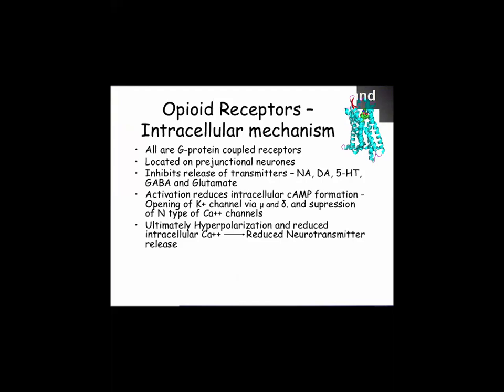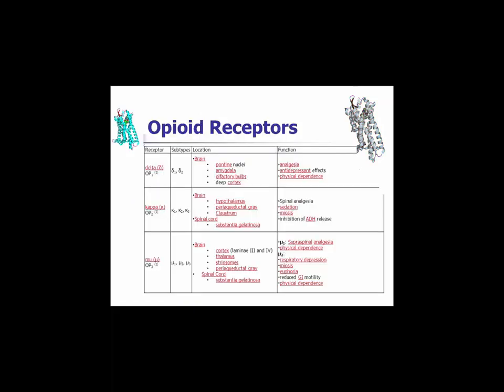Activation of these receptors reduces intracellular cAMP formation, opens potassium channels through mu and sigma receptors, and suppresses N-type calcium channels. And ultimately, hyperpolarization and reduced intracellular calcium reduce neurotransmitter release. We have different types of opioid receptors, and each type has its own functions.